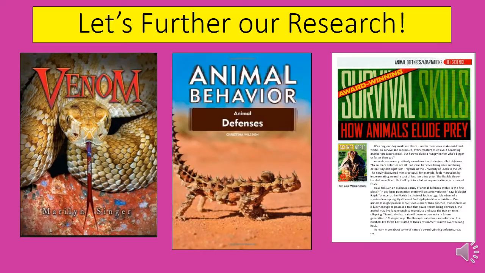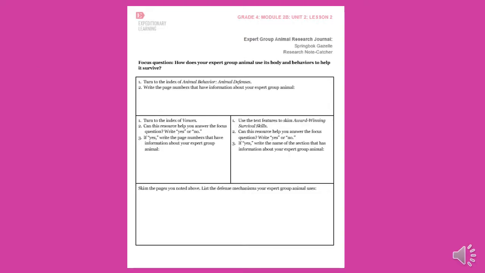Today you'll be doing some more research. You'll be looking at a few different texts to see if there's any information about the Springbok Gazelle. You'll be looking at the text Venom, Animal Behavior or Animal Defenses, and the article Award-Winning Survival Skills. Today you're going to be looking for more information in some of those other sources.